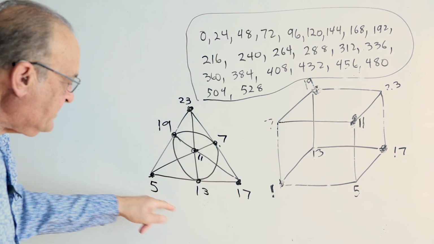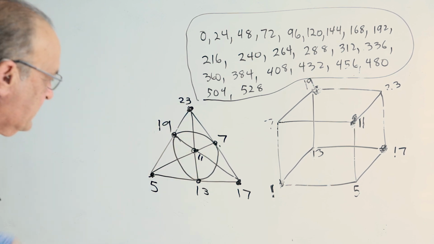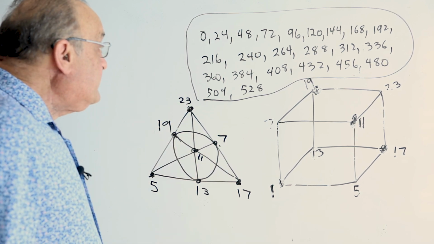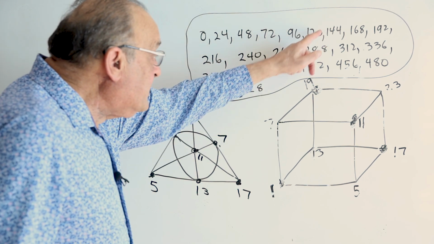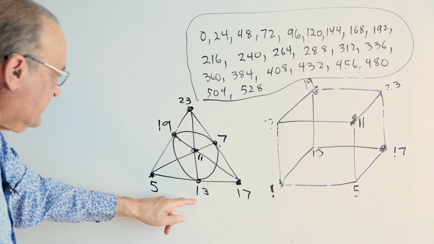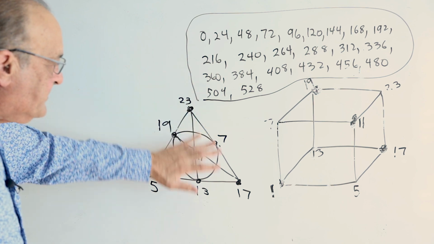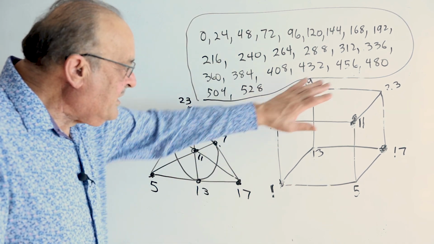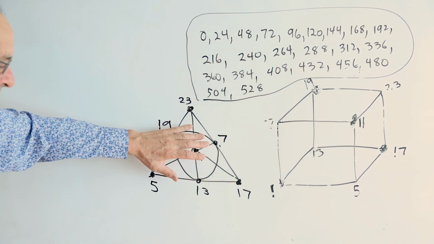Let's do the circular one. If you go 7 times 19, that's 133. 133 over 120 is 13. So it turns out the math of the cube transfers to the math of the final plane.